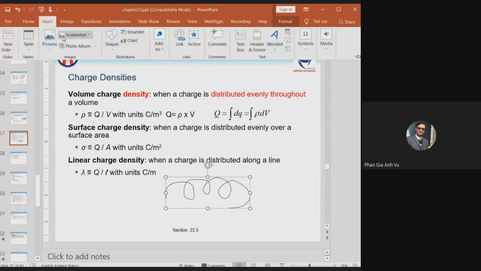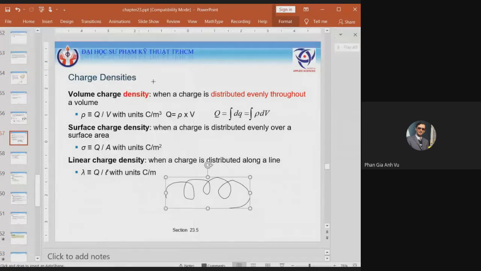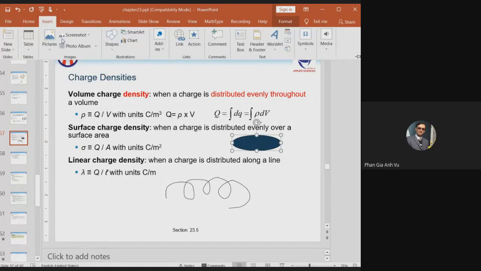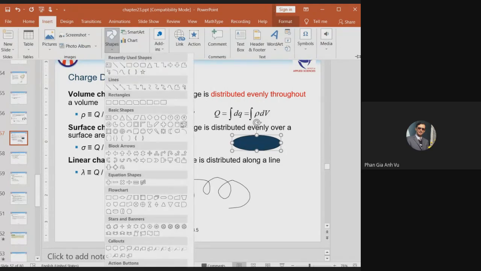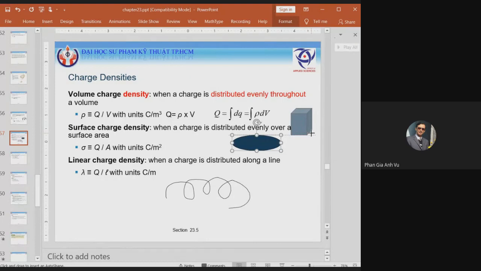When we have a surface, let's say I have an oval or a round disc, then the charge will be everywhere on the plane of the disc. Then we have a surface charge. Then if we have a box like this, the charge will be everywhere inside the box. At any point inside the box, we have a charge. So we have a so-called volume charge density.